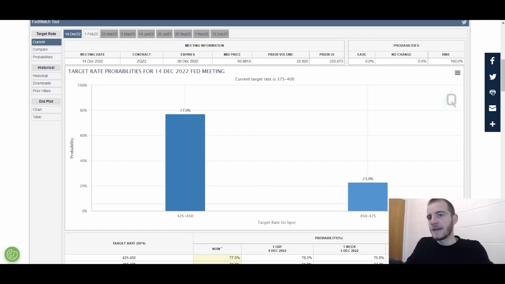So if we see a 50 basis point hike, we will probably go up a little bit and mostly stay the same, because that is what the market has predicted. Whereas if we see a 75 basis point hike at a 23% probability, we will go down because the vast majority of the market is expecting something lower. Okay, and that would be bearish. So it's very simple stuff.